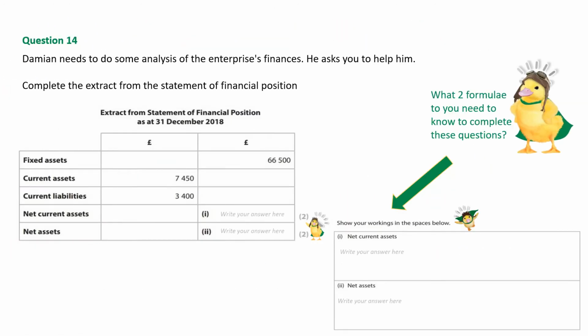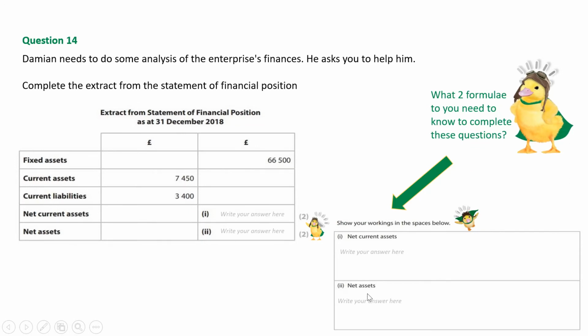Question 14. Damien needs to do some analysis of the enterprise's finances. He asks you to help him. Complete the extract from the statement of financial position. You need to find out net current assets and net assets.